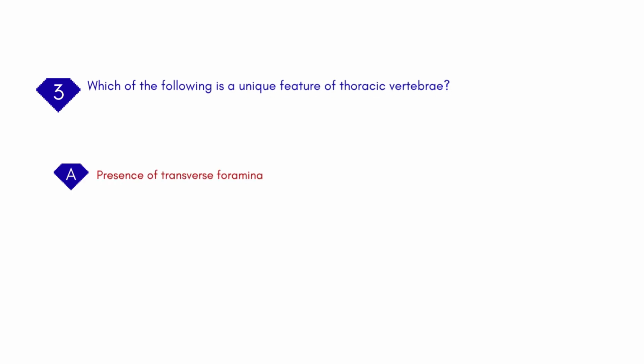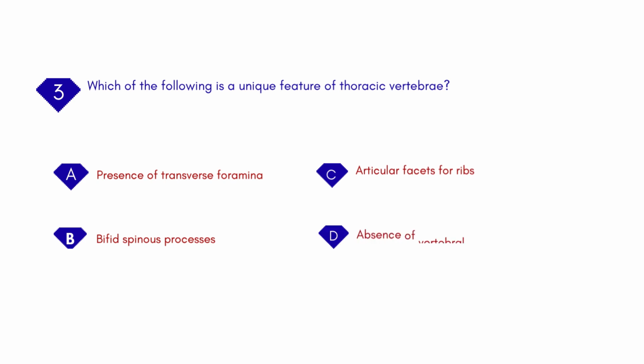Which of the following is a unique feature of thoracic vertebrae? A. Presence of transverse foramina. B. Bifid spinous processes. C. Articular facets for ribs. D. Absence of vertebral body. Answer: C. Articular facets for ribs.